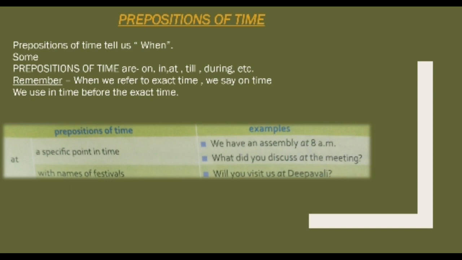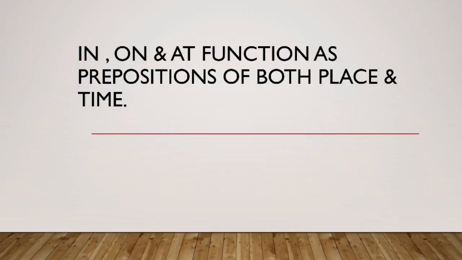Got it, everyone? Students, there is an important rule also: three prepositions are used as prepositions of place and also as prepositions of time. And which are these three prepositions? In, on and at. ये ऐसी three prepositions हैं जो आप as prepositions of time भी use कर सकते हो and place भी use होती हैं, right? So these are used as both. Let's see this through some examples.